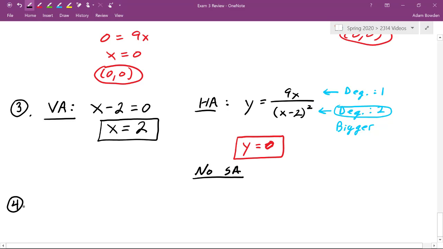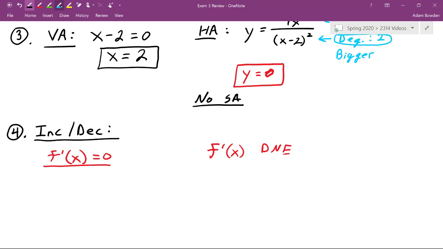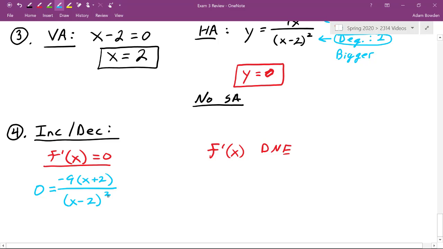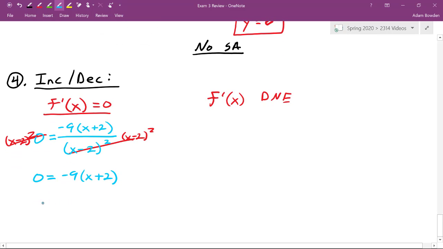And now the next step is to find out where this is increasing and decreasing. For that we have to find the critical values. The critical values are made up of two things: where the first derivative is equal to 0 and where the first derivative is undefined or does not exist. Starting with where the derivative is equal to 0, I had the derivative provided for convenience. 0 equals negative 9 times (x plus 2) divided by (x minus 2) squared. The denominator is just going to go away, so we can cancel that out. We have 0 equals negative 9 times (x plus 2).